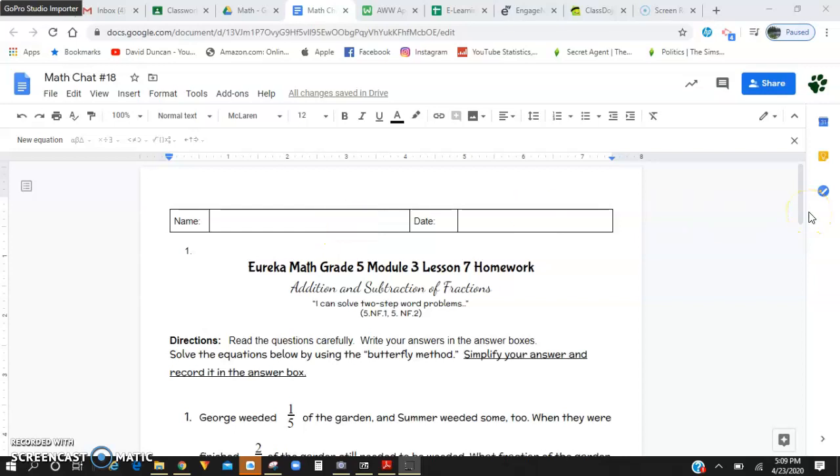Right, friends, this is Math Chat number 18. Again, we're revisiting Module 3, and we're talking about some fractions. In our last couple videos, we've been adding and subtracting fractions and mixed numbers with unlike denominators. Today, our I can statement is: I can solve two-step word problems.